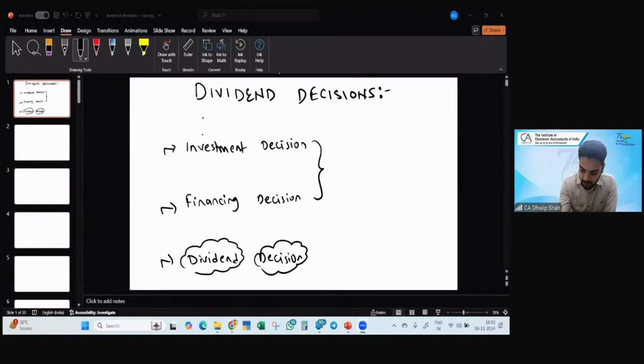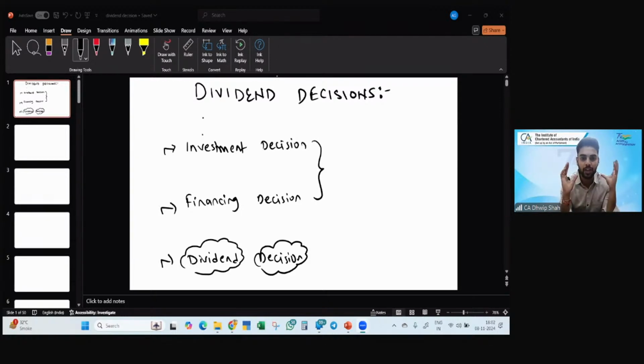Hardik, today's session is on dividend decision. If you have any queries regarding investment decision, you can attend revisionary live lectures, or whenever the institute conducts a doubt solving session, you can ask at that point in time. Today it would be only on dividend decision. So please cooperate. Okay? Now, investment decision.